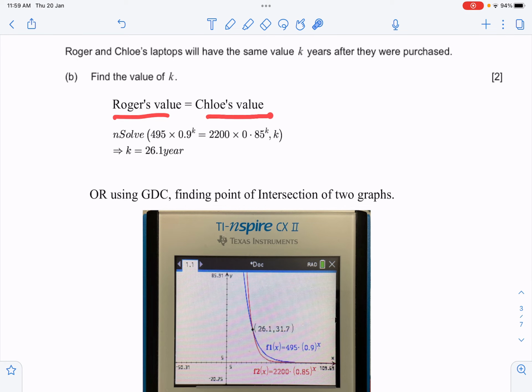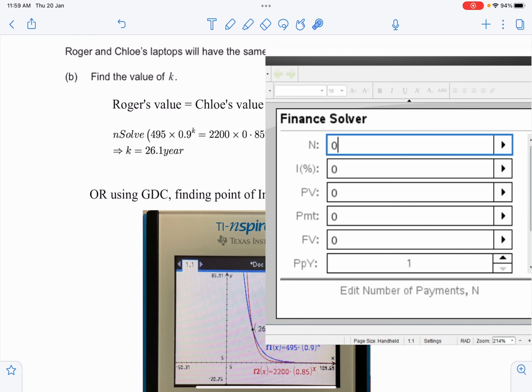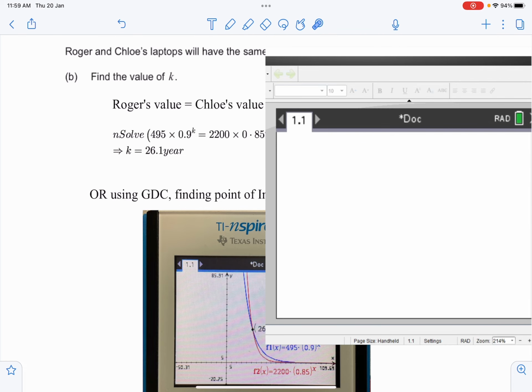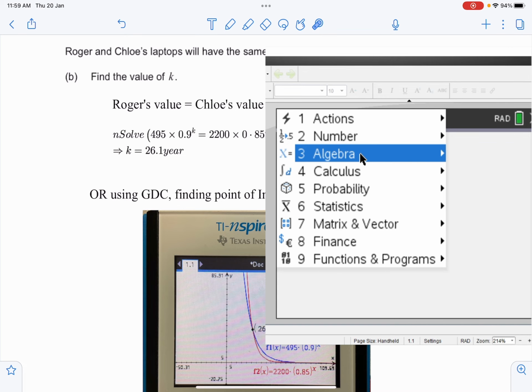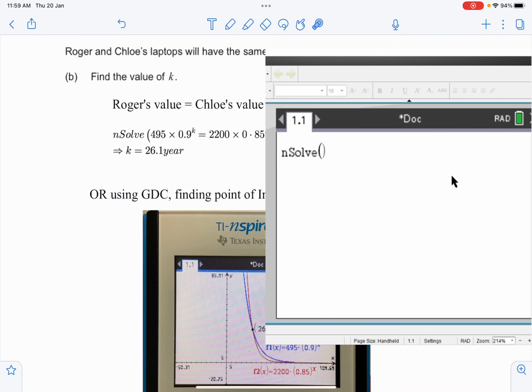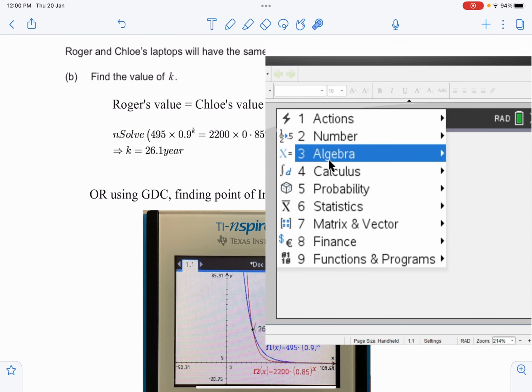Roger's value is equal to Cole's value. So I have used NSolve in my GDC. Look at the calculator. It was in financial mode, so I have brought it into calculator mode. Then algebra, and you choose NSolve. In NSolve, you have to type all those things. I am showing you again because it was selected fast.